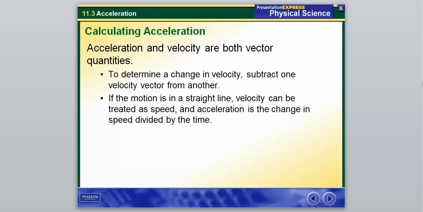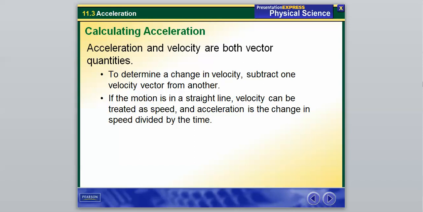Acceleration and velocity are both vector quantities. Remember what a vector is, when we drew our arrows, giving us a direction and a magnitude. To determine a change in velocity, you just subtract one velocity vector from the other. If the motion is in a straight line, it can be treated the same way you do speed, and acceleration is the change in speed divided by the time. This is a little bit confusing, but it's pretty simple. It basically describes what the equation says: you take the final velocity minus the initial velocity. That's how we determine our change in velocity. You subtract one vector from another.